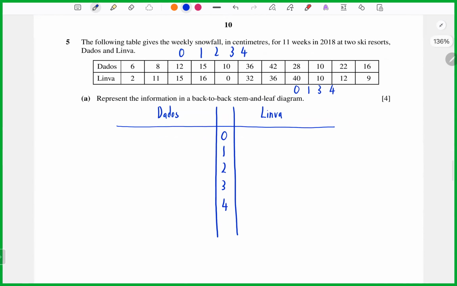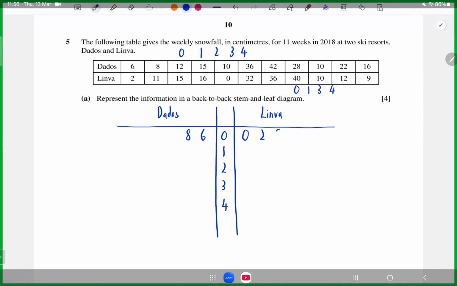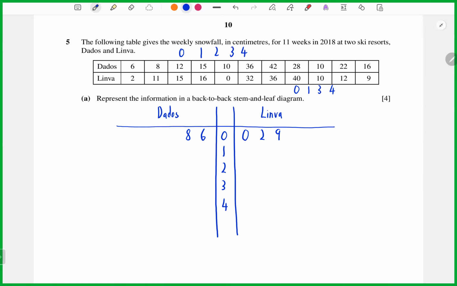Let's see. For the 0 stem, we see 6, 8, right? So it means we need to see 1 digit only, so it takes the 6 and 8. And then Levinus, we see 1 digit also, 0 and 2. And we see, oh, it's 9. One more here is 9. And see the number ones. We can write here.